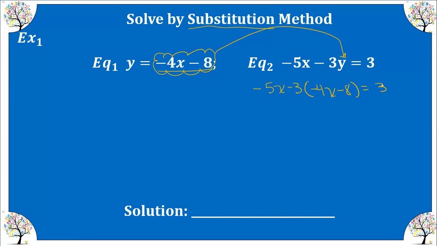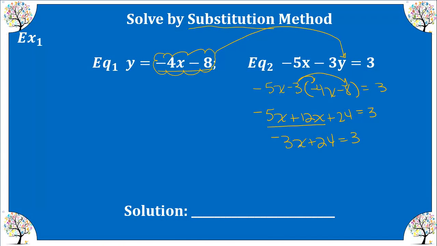Now, the reason that we are doing this is because now we have one type of variable. We have x's. So we can actually solve this equation to get an actual value for x, which is half of our solution. So we are going to distribute the negative 3. We're going to get positive 12x plus 24. We're going to combine our like terms and get negative 3x plus 24 equals 3.